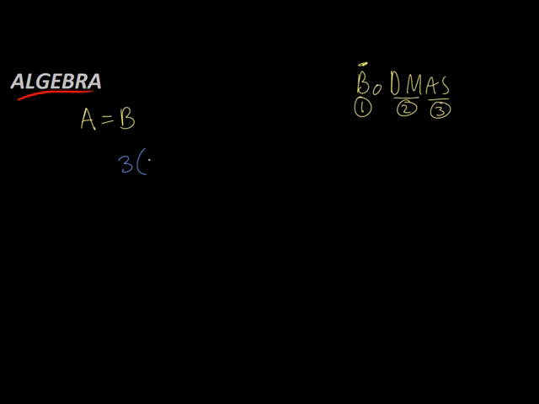3 times x plus b is equal to k, 8, say. Okay, and we're trying to get x on its own. x is equal to something. So in this sentence, the grammar is slightly different.